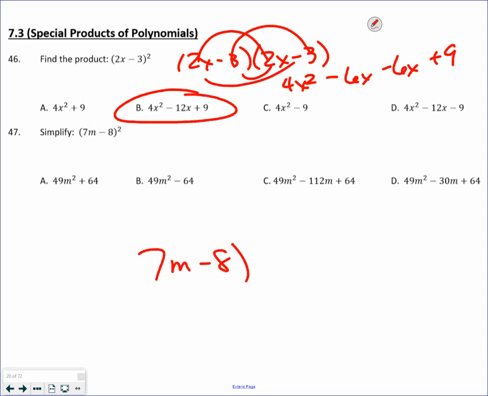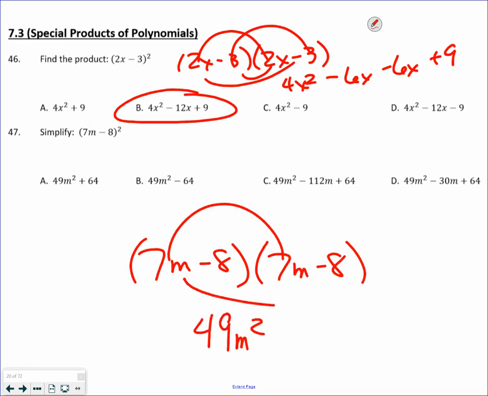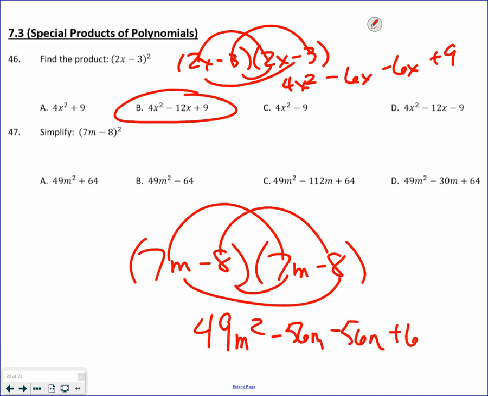And then the last one here, I believe, 49m squared minus 56m, another minus 56m, and a plus 64. Okay, make a smiley face out of this one. Adding the like terms together, we get C is your correct answer.